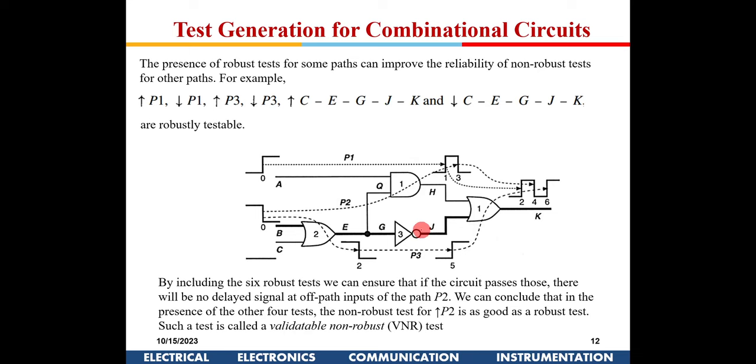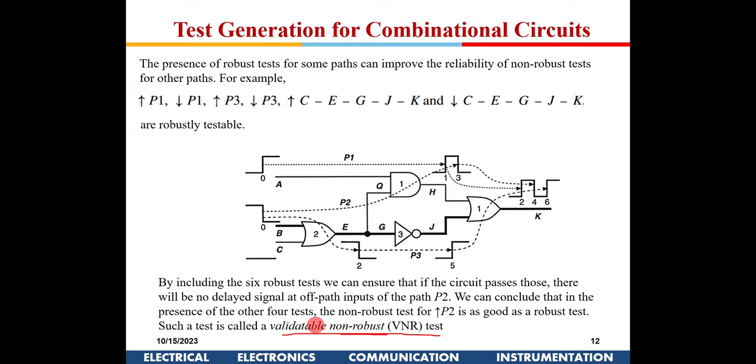So that is what this says. Okay, so that is known as a validatable non-robust test. Why is it valid, although it is non-robust? The alternate path which is making it non-robust can be tested independently as a robust test.